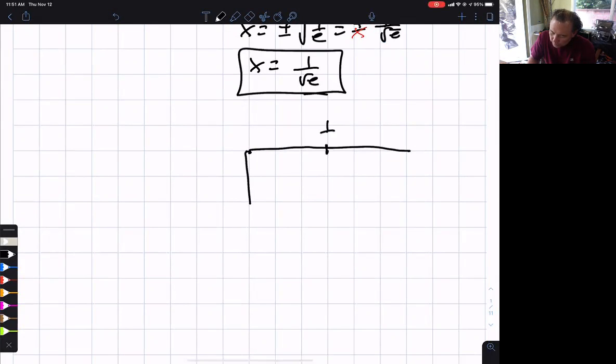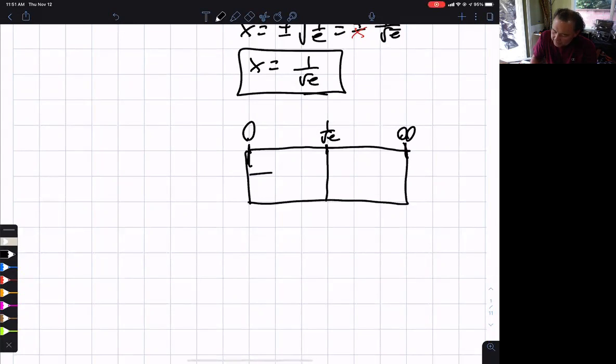This is 1 over radical e. Our left barrier was 0, and our right is infinity. And now we make a box. So picture this as a number line. That's what you should see. And you should know why we put x here and f prime.